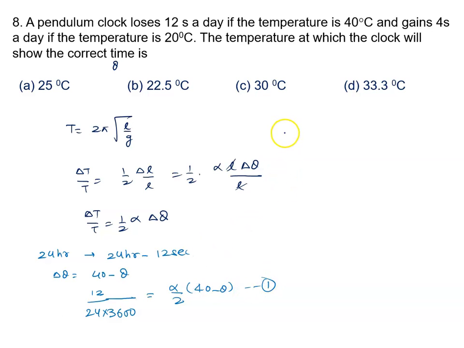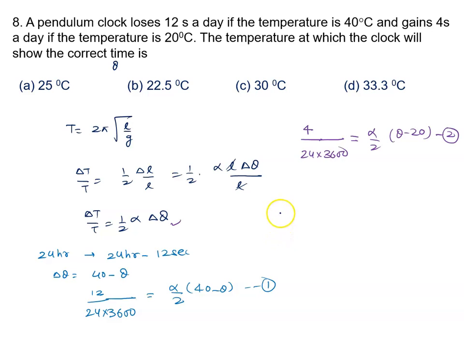Now we will discuss the second part: it gains 4 seconds if the temperature is 20 degrees Celsius. Again, the same logic applies here. Delta T is given to us, 4 seconds, upon the original T, 24 into 3600, equals alpha by 2 into the change in temperature, theta minus 20. This is equation number 2.